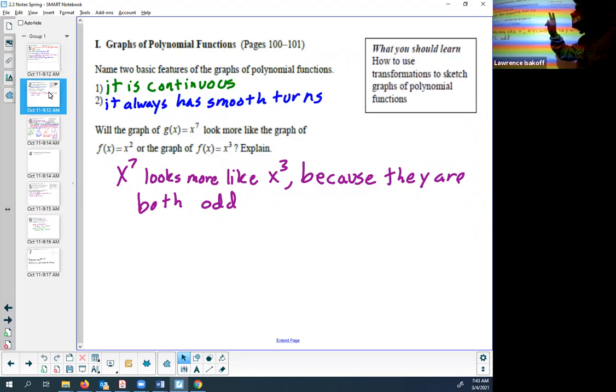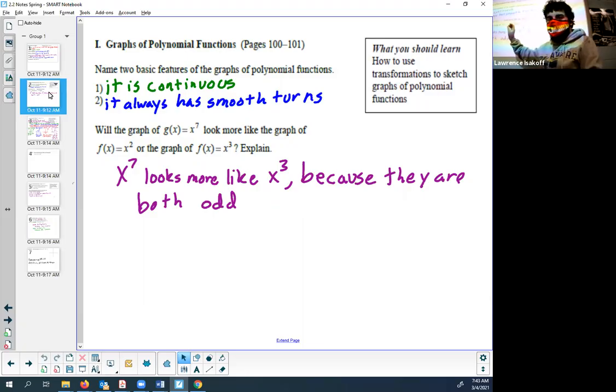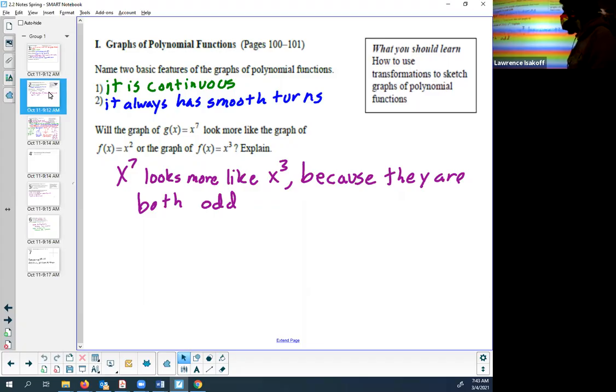So, 2 basic features of all polynomial graphs. All polynomials are continuous. They always are continuous, and they always have smooth turns. Polynomials will never be jagged in how they move. They'll never make sudden movements. It will always be a smooth movement from turn to turn.